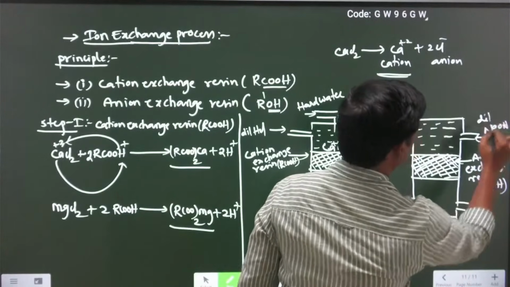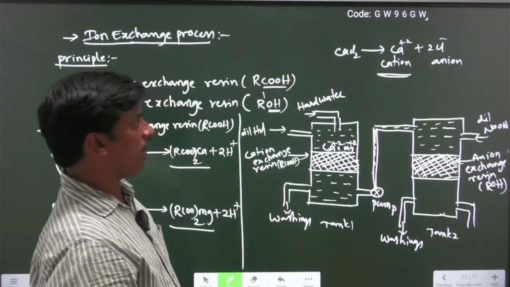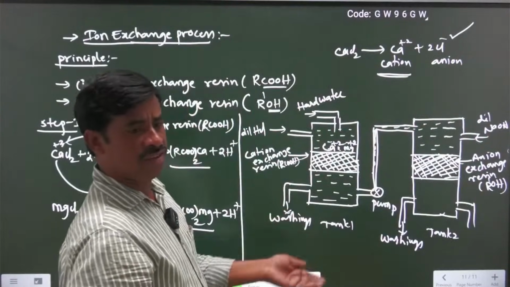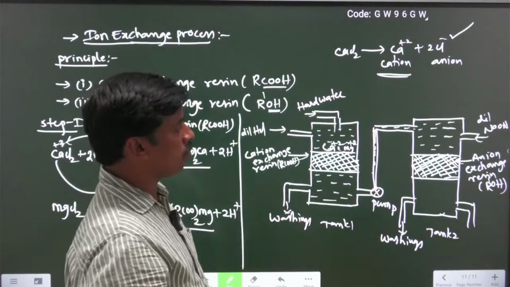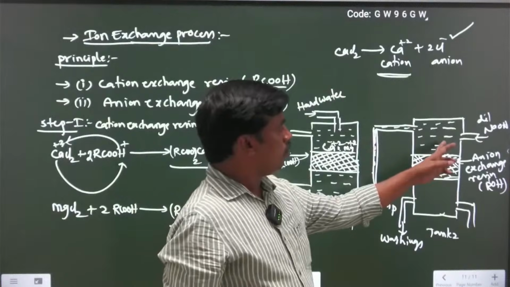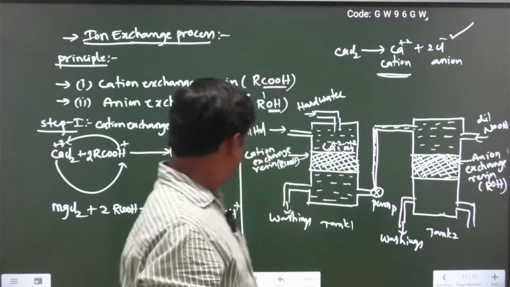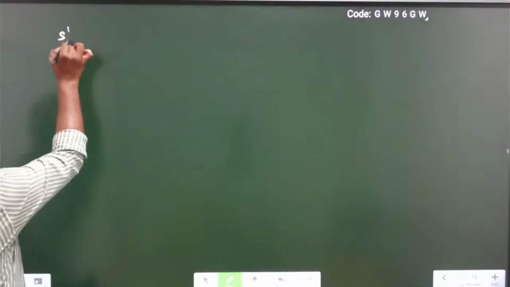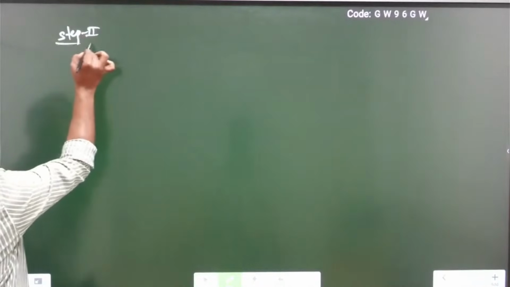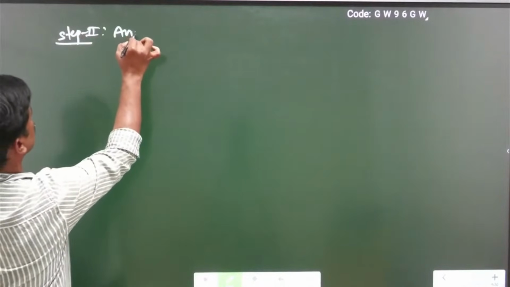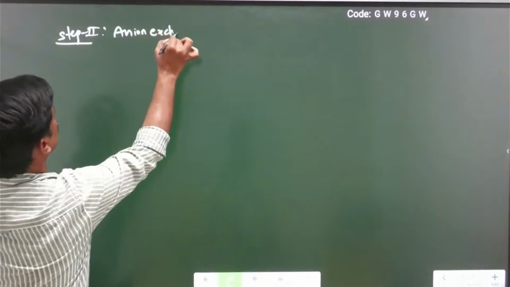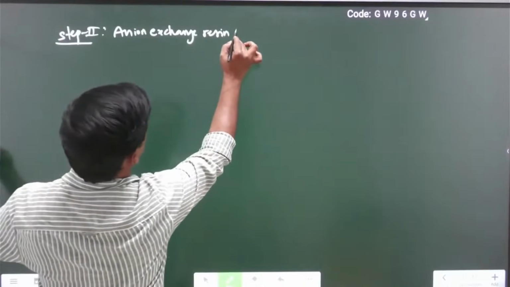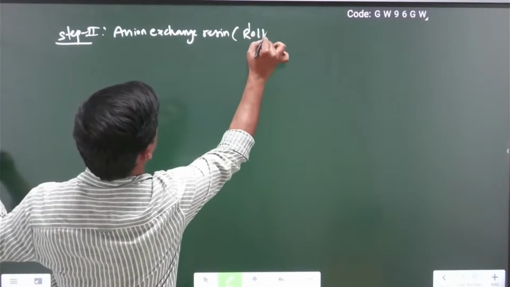Whenever water enters the second tank, only anions are going to stop here. What are anions? Chlorides, sulfates, nitrates, etc. These ions are removed in this tank. Next, I am going to explain step 2. Step 2: anion exchange resin, which is written with the formula R-OH.